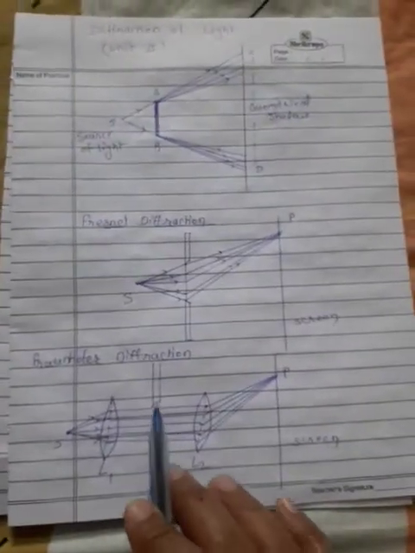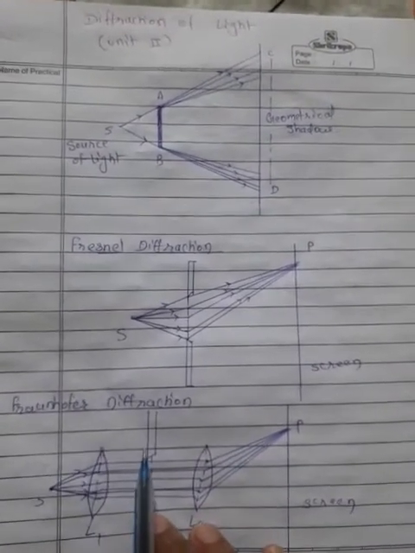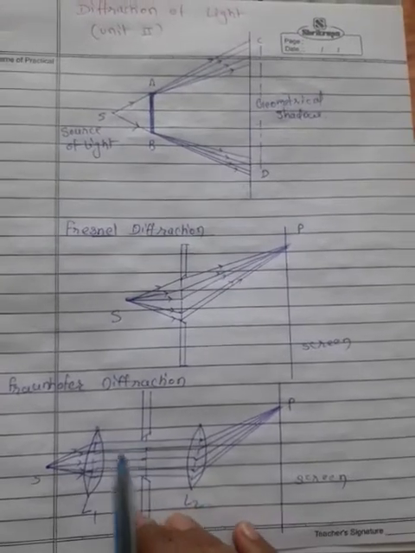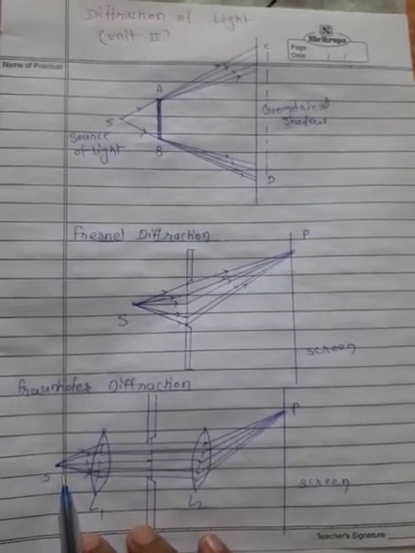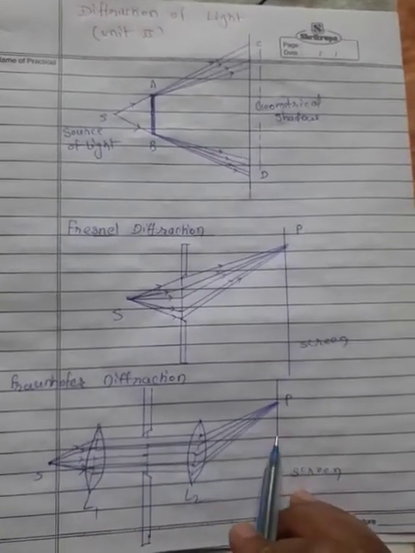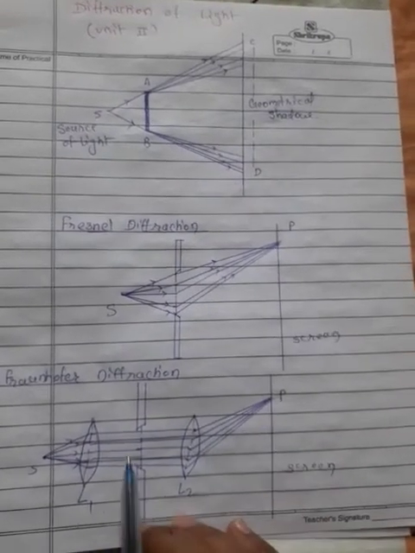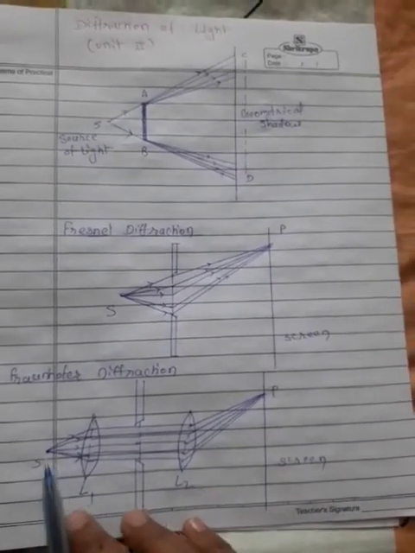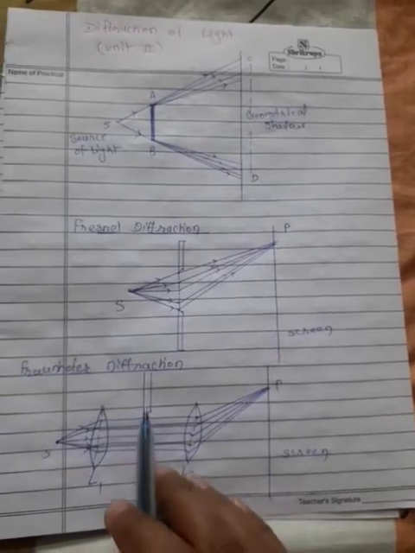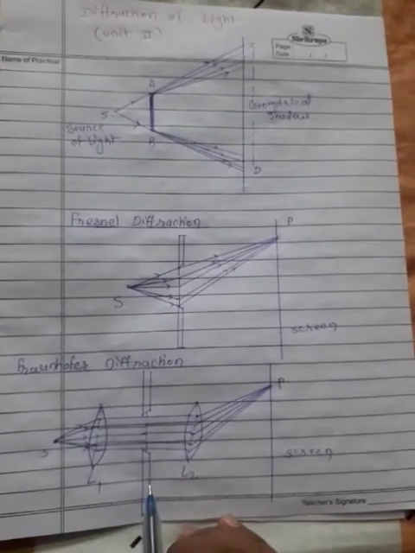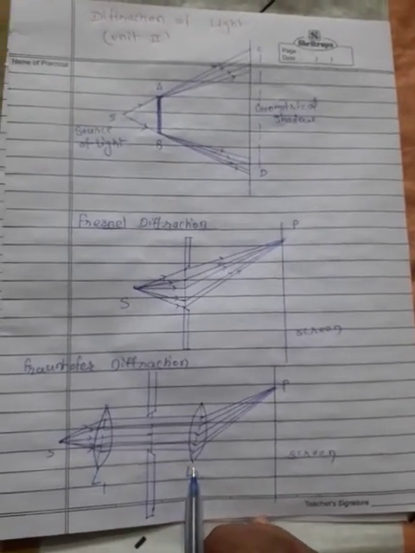The next is the Fraunhofer diffraction. In this case, the source of light and the screen are effectively at an infinite distance from the obstacle. Here, the screen and the source are at an infinite distance from this obstacle. Therefore, there is a need for lenses.